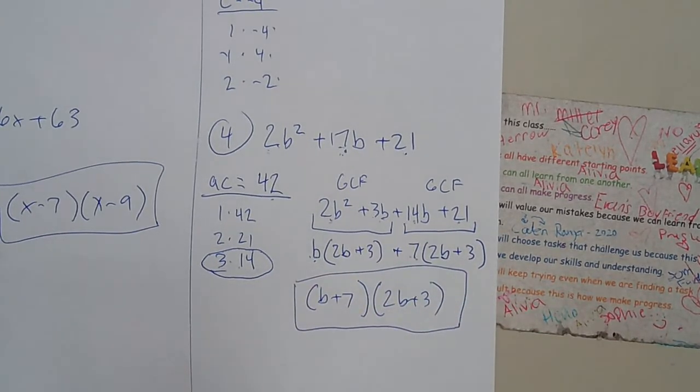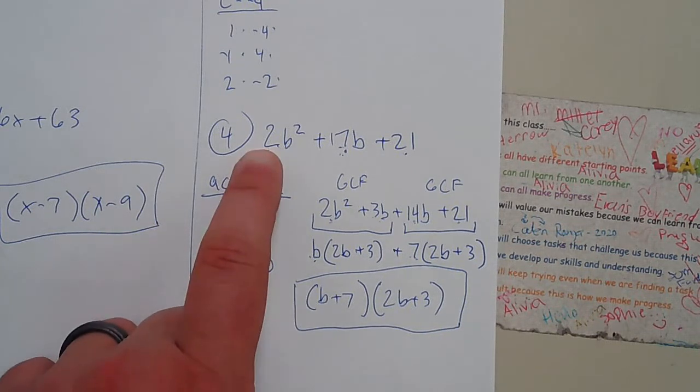So you have to add this little extra grouping step in there. It's not terrible. You'll get really good at it as you do a bunch of these. But that's the process when A is not 1.